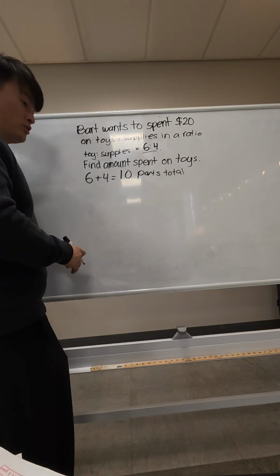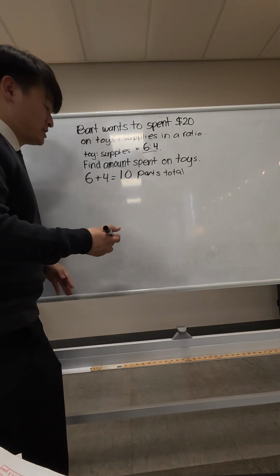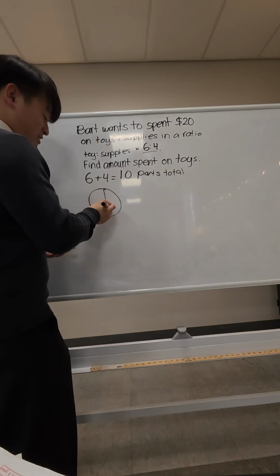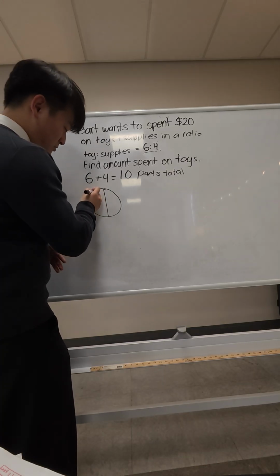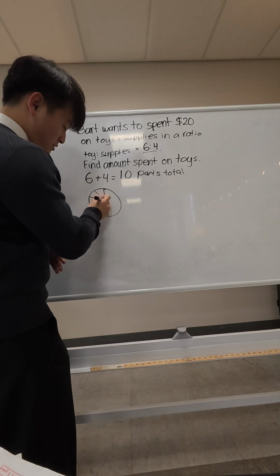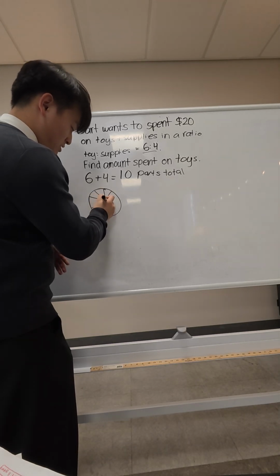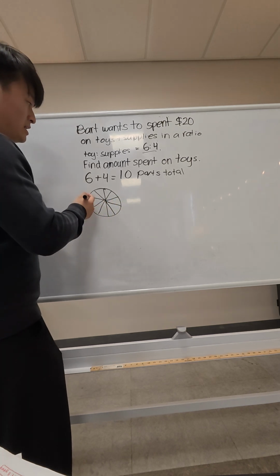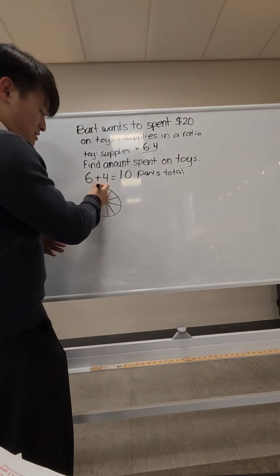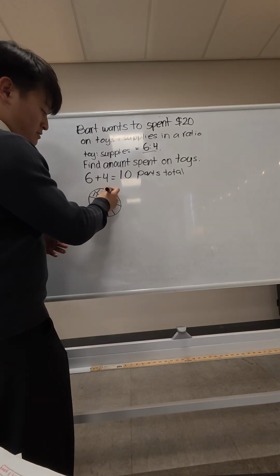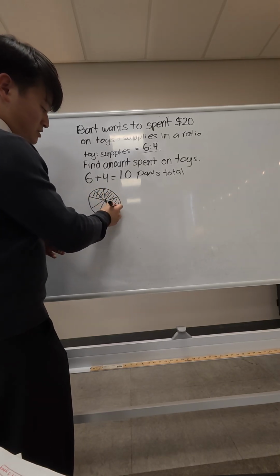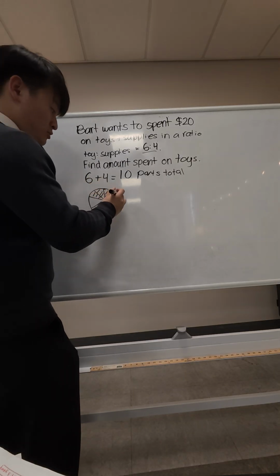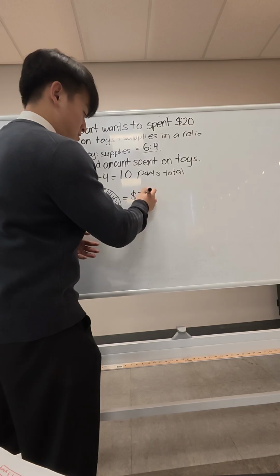If there's 10 parts in total, I like to think of it as pizza slices, right? Why not think of food? Imagine if I had a pie like this, and I'm gonna try my best to cut it into 5s. So here's 1, 2, 3, 4, 5. I do it again, 1, 2, 3, 4, 5. So imagine this is 10 slices. 6 of them, 1, 2, 3, 4, 5, 6, are dedicated to toys, while the other 4 are left for supplies. This whole pie makes 20 bucks.